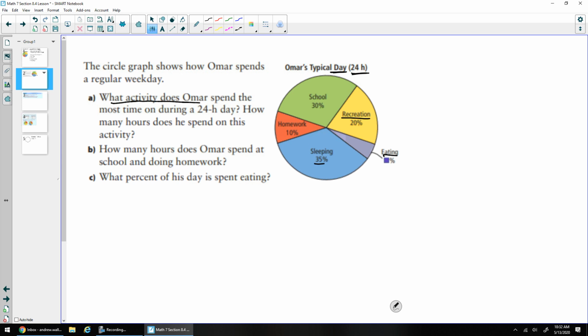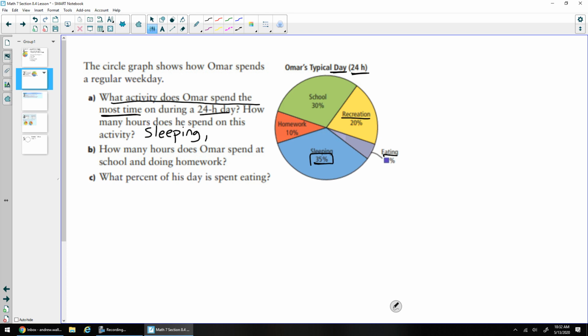What activity does Omar spend the most time on during a 24-hour day? How many hours does he spend on this activity? We can look at our graph, and you can right away see that either school or sleeping has the most. If you weren't quite sure, that's why there are the percentages, so we can see that sleeping has 35%. So he spends the most time sleeping. And it asks how many hours he spends doing that.